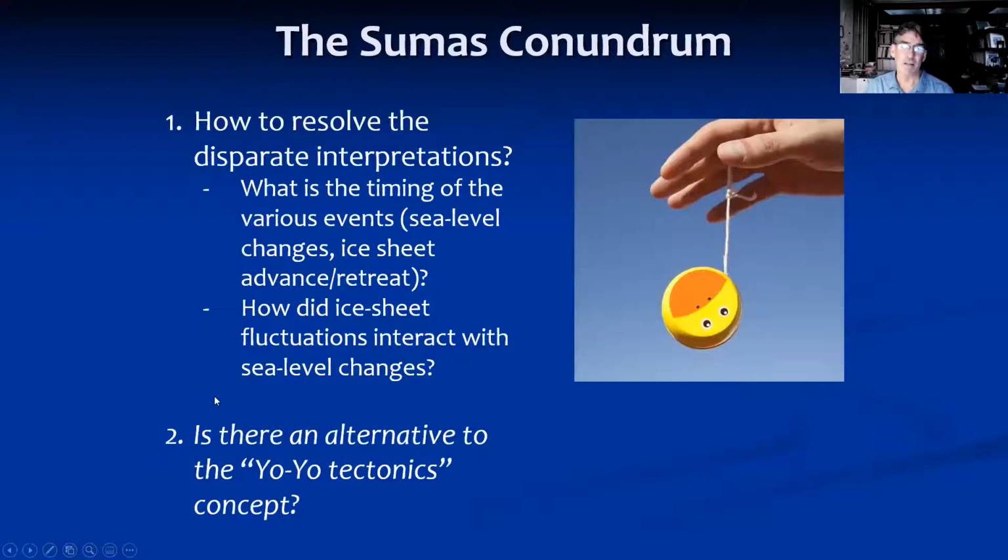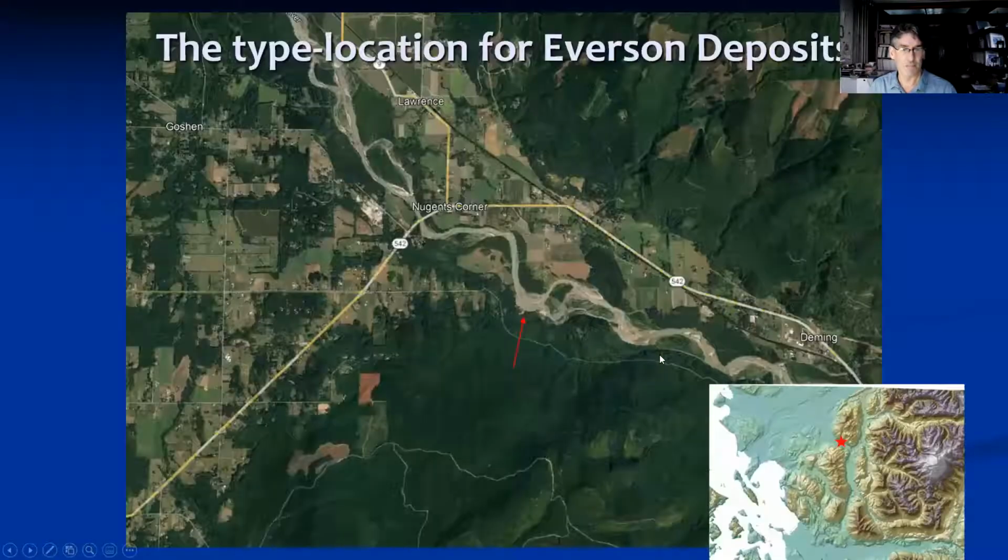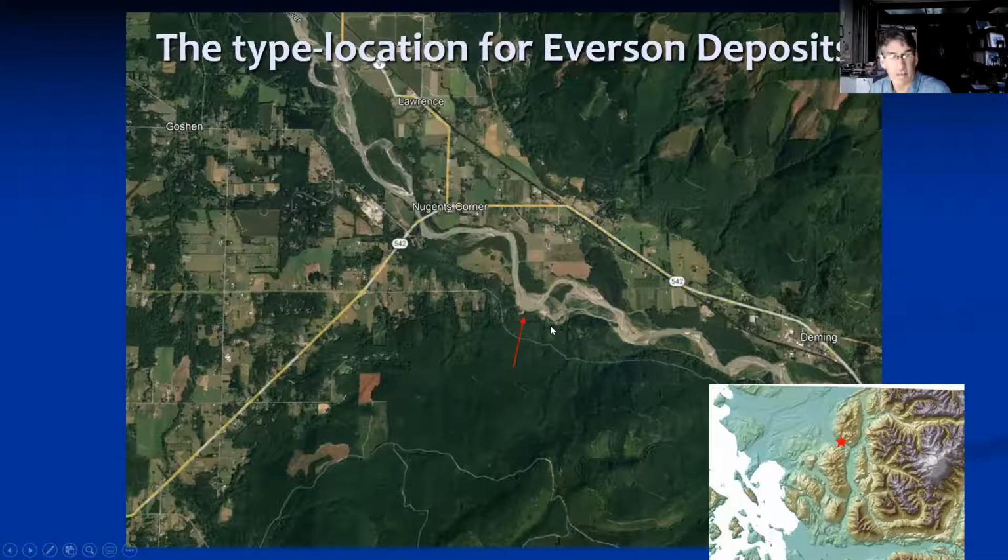And then finally, in my mind, is there an alternative to the glacio-isostatic tectonics concept, which just wasn't satisfying to me? It didn't make sense in terms of the sheer magnitude and rates that would be required. So let's go check that out a little bit here. The first thing I did when I started diving into this was to double check and make sure that those interpretations of the Everson type area are reasonable and make sense.